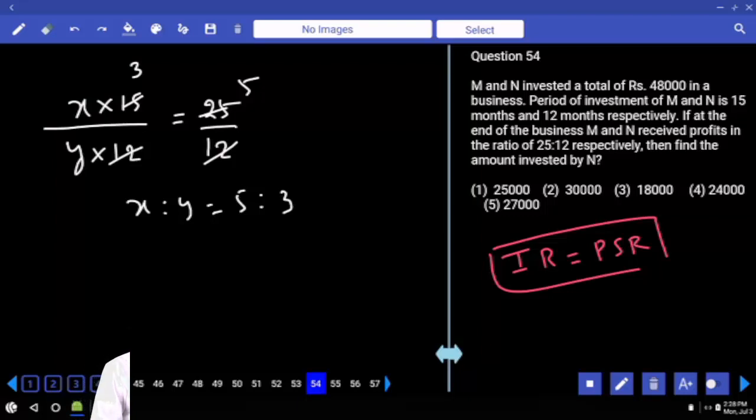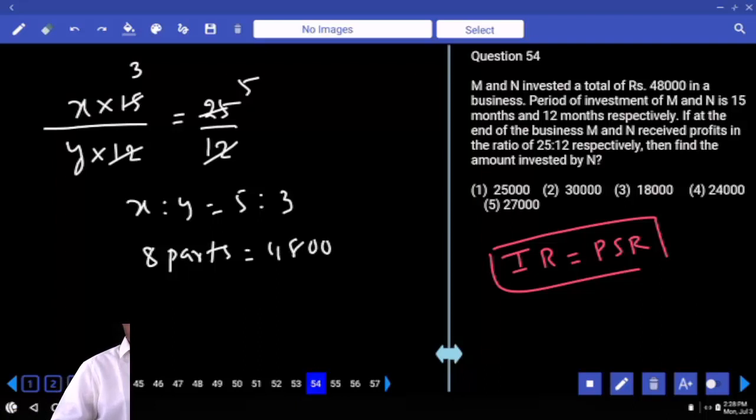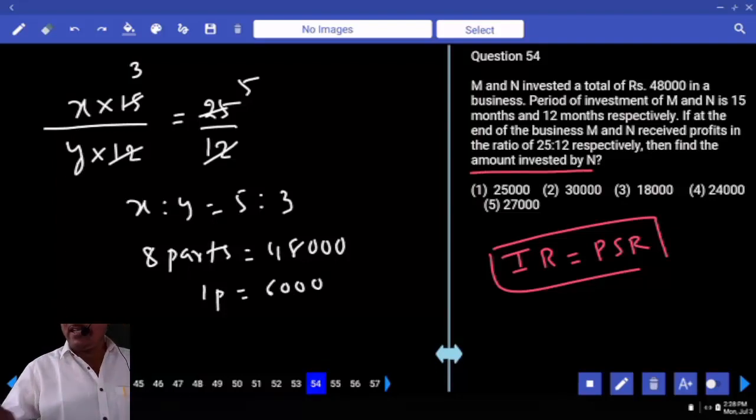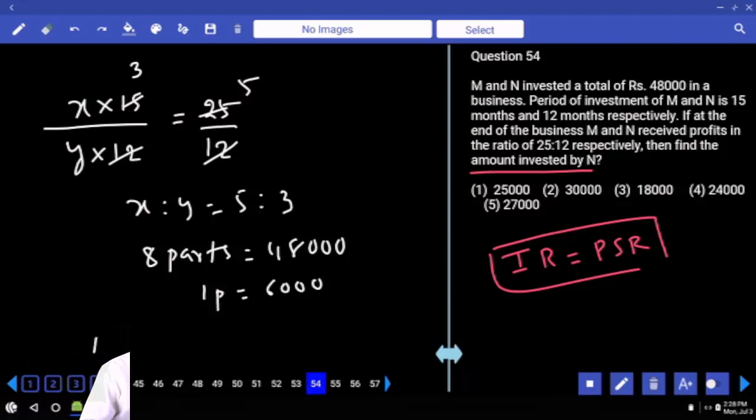Total investment is how many parts? 8 parts. And these 8 parts equal how much in rupees? 48,000. Then 1 part equals 6,000. But we need to find the amount invested by N. N's investment is how many parts? 3 parts. Answer: 18,000.